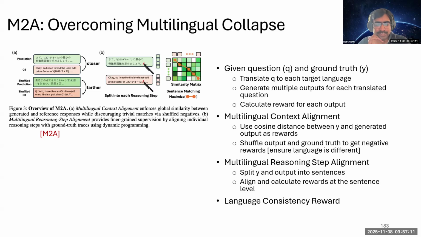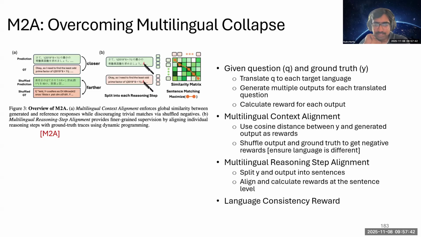So in order to ensure that, they define various reward mechanisms. The first reward mechanism is pretty straightforward. Let's say you have a question and the ground truth in English. What you do is, you translate the question into the target language. Once you have the question in the target language, you provide this as input to the LLM, and the LLM generates multiple responses. And now you calculate the reward for each response based on how correct or incorrect it is with respect to the query.